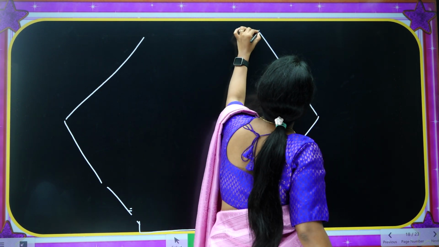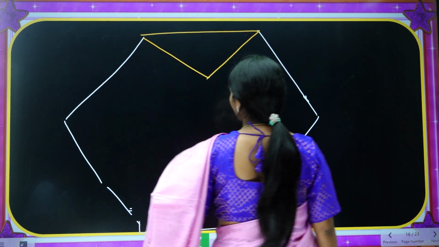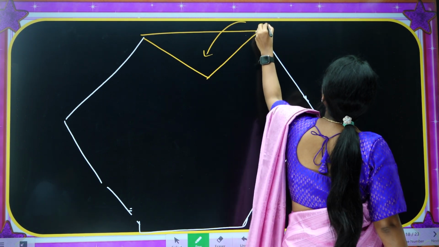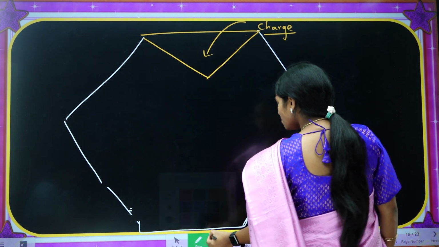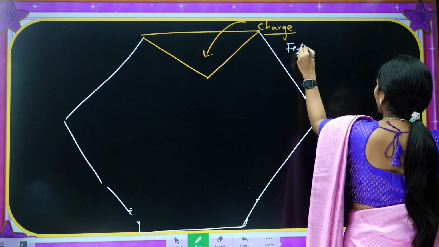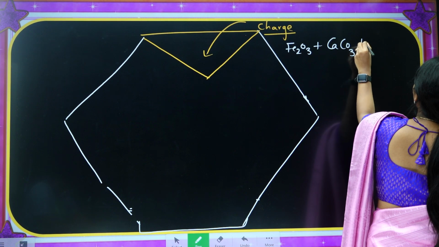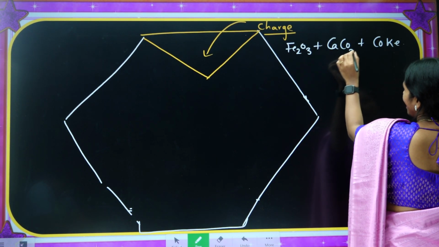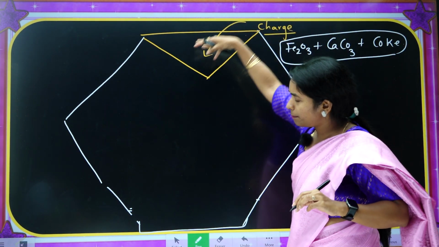Here one cup and cone shape arrangement will be there. Through this cup and cone arrangement, we will pass the charge. What do you mean by charge? Charge means hematite ore plus limestone, calcium carbonate, plus coke. So this is hematite, this is calcium carbonate, this is coke. These three together we will put in this blast furnace.